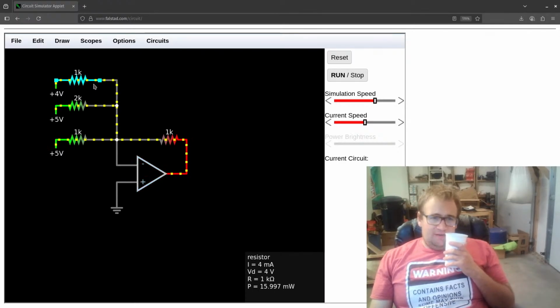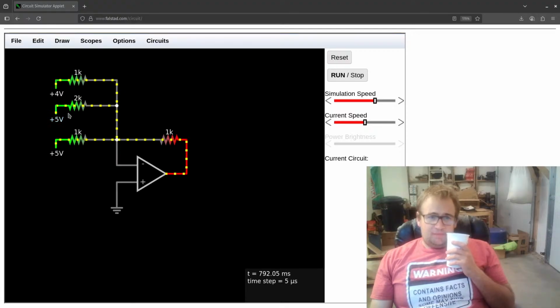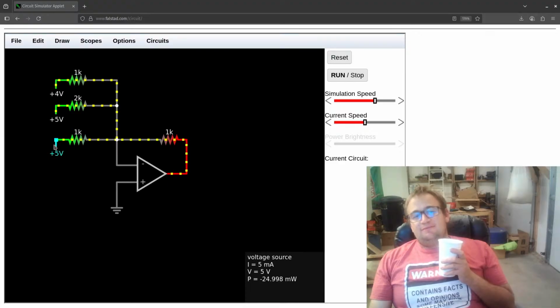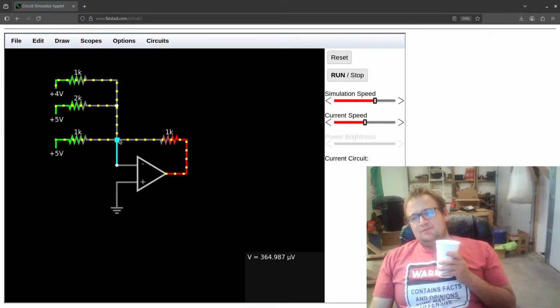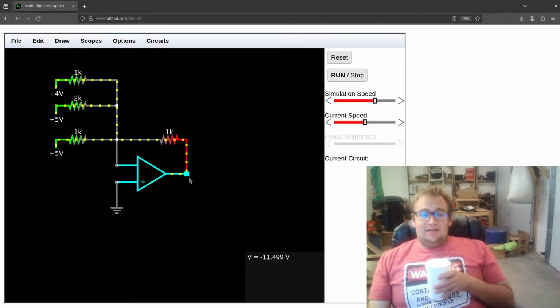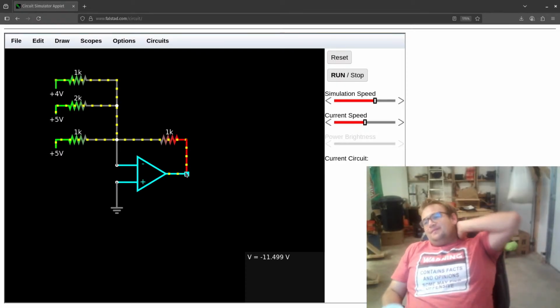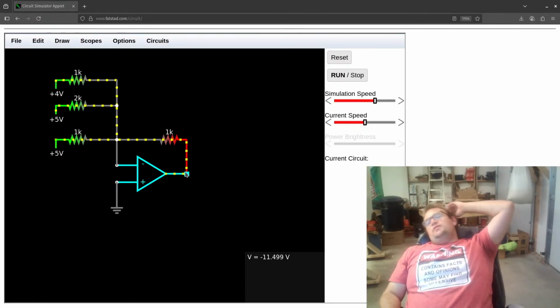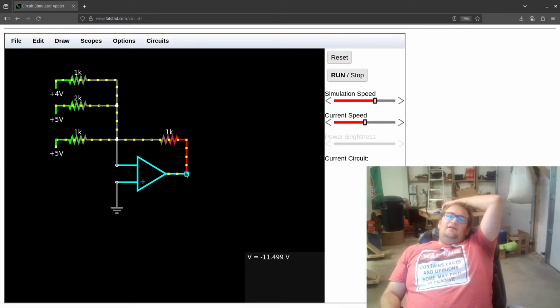So in this one, we'd have 4 milliamps coming. This one, we'd have 2.5. So that means we'd have 6.5. And then 5 milliamps. So that means we'd have 11.5. So it should be minus 11.5 volts. And yeah, it is. Yeah, so that's a really cool circuit to demonstrate things.